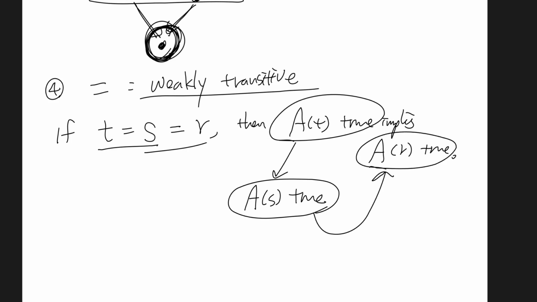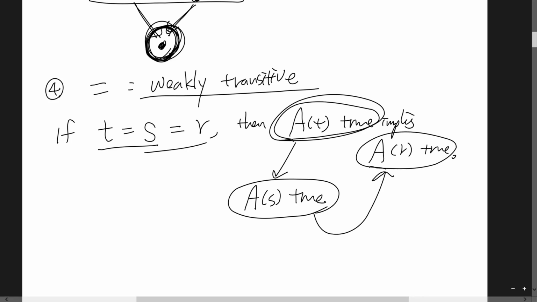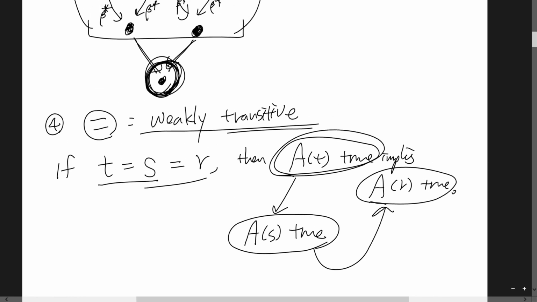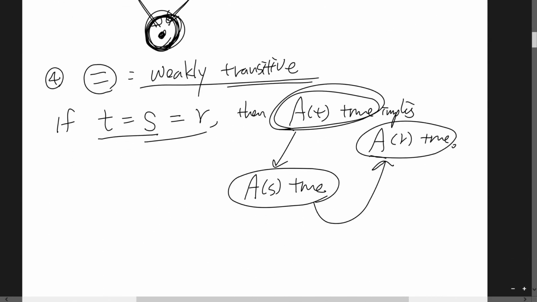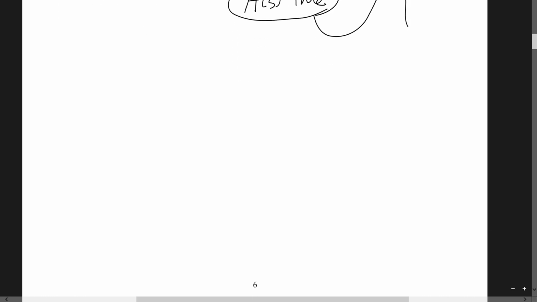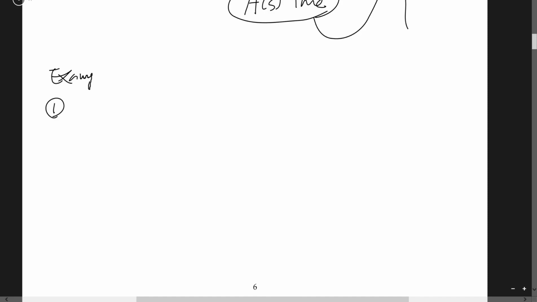So as far as deducing truth judgment is concerned, we may assume that definitional equality is effectively transitive. But definitional equality is not transitive, strictly speaking. It's only weakly transitive in this sense. Let's see some examples of definitional equality.